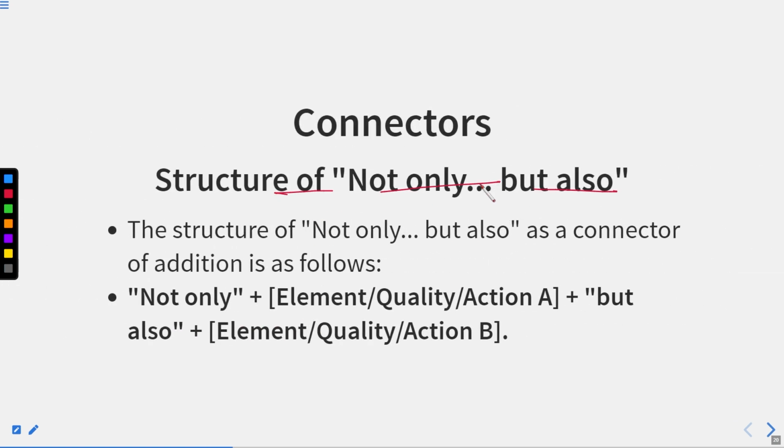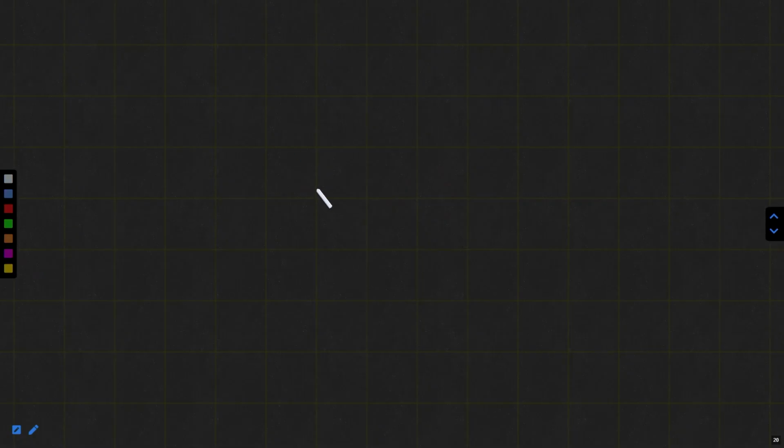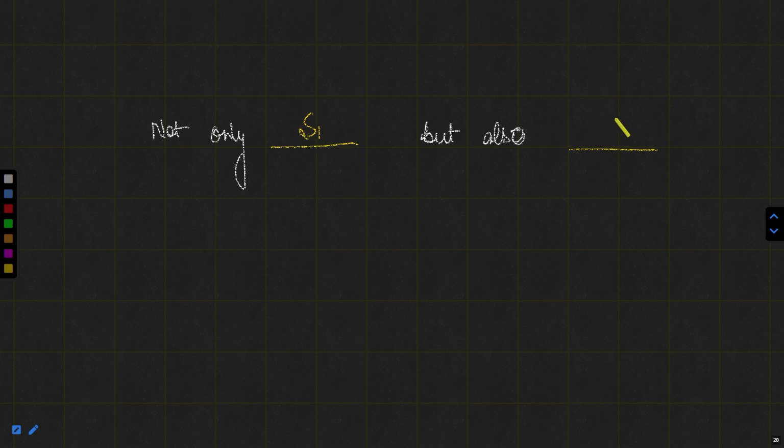A structure of not only but also. Now, how can we write this in a sentence? First of all, the structure will be not only, then subject 1, then but also, then subject 2. Now, to learn the structure, we can have various patterns. First of all, we have not only, then but also. So this is actually a correlative pair of conjunction. Now, what we can do just after this, not only but also, we can have two subjects, that is subject 1 and subject 2.